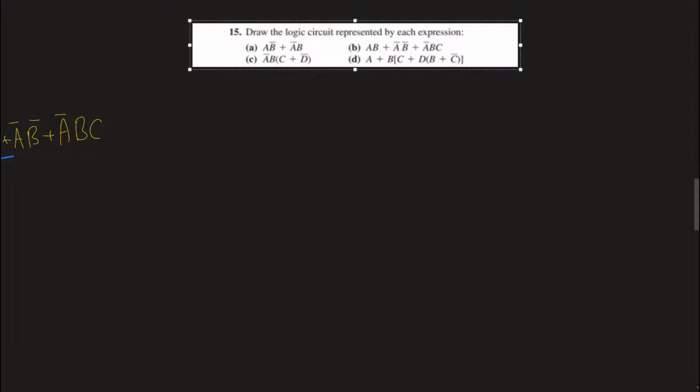Alright, for C, now here's what I want to teach you. If you have parentheses, like we do in these two, start in the innermost and work your way out. So anytime you have parentheses, start innermost and work your way out. So for this first one, I see that the first gate I'm going to do is C ORed with D naught. So I have C, I have D. D gets inverted, and then they both go into an OR gate.